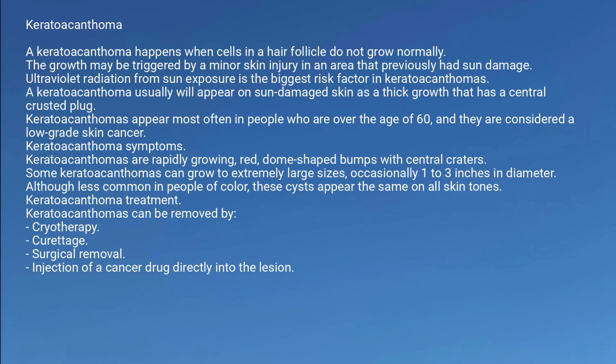Keratoacanthoma symptoms. Keratoacanthomas are rapidly growing, red, dome-shaped bumps with central craters. Some keratoacanthomas can grow to extremely large sizes, occasionally 1 to 3 inches in diameter. Although less common in people of color, these cysts appear the same on all skin tones. Keratoacanthoma treatment. Keratoacanthomas can be removed by cryotherapy, curettage, surgical removal, or injection of a cancer drug directly into the lesion.